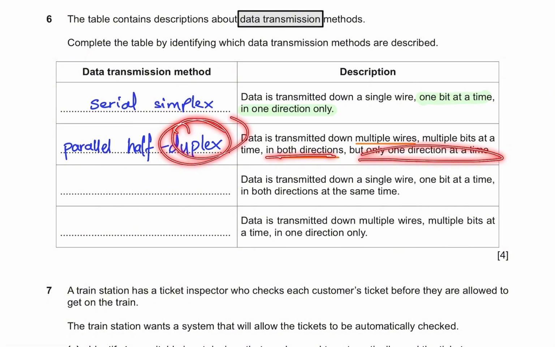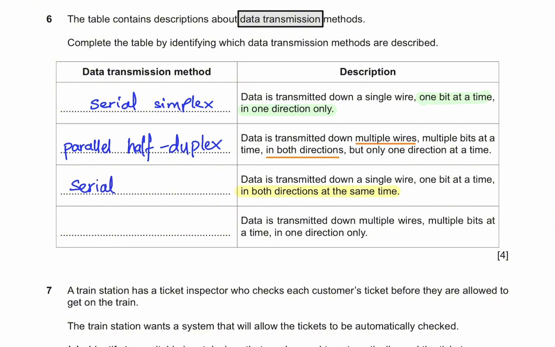So that's why duplex. The next one says data is transmitted down a single wire one bit at a time in both the directions at the same time. In both the directions at the same time. So what could it be? Serial full duplex.